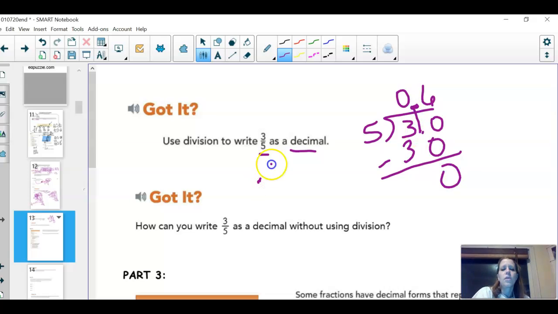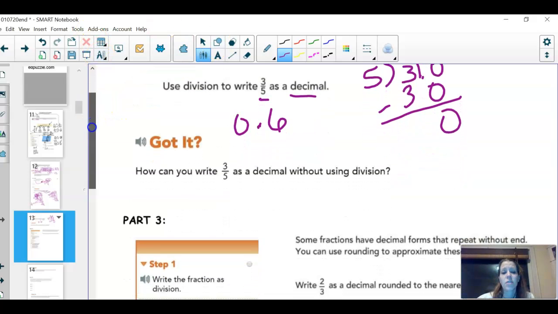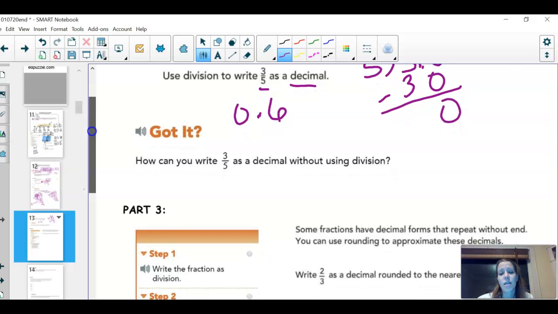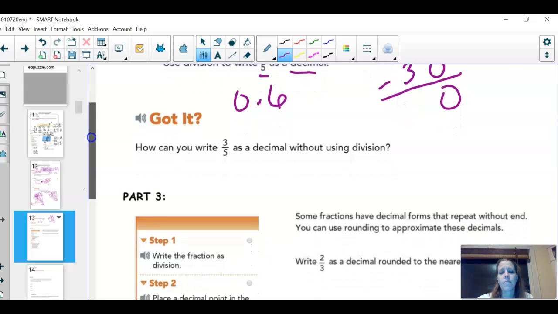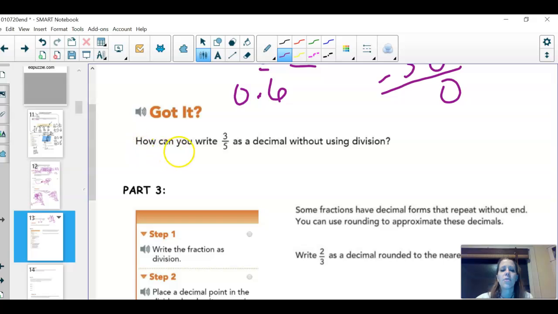So this is equal to 0.6, 0.6, or 6 tenths, 6 décimas, okay? But I don't always want to just divide. Sometimes I see 3/5 and I say, oh, I can do that a faster way. Okay, so it says, how can you write 3/5 as a decimal without using division? Sin división, without sin, okay?